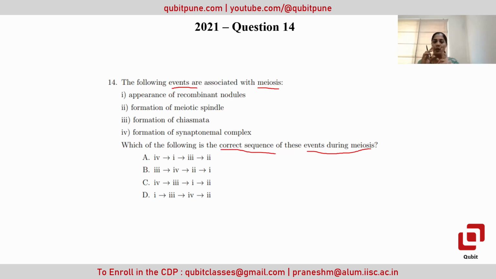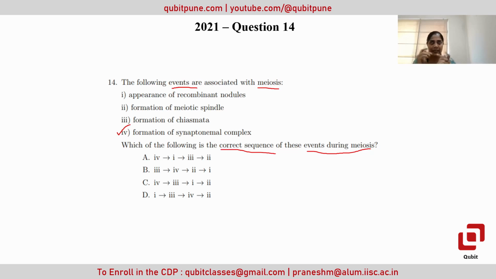Then in zygotene, the synaptonemal complex will be formed first, meaning the pairing will start and synapse formation will be happening in this particular case. If this is the case, then option 4 we have to consider. This is the first part. This is what is happening in zygotene.